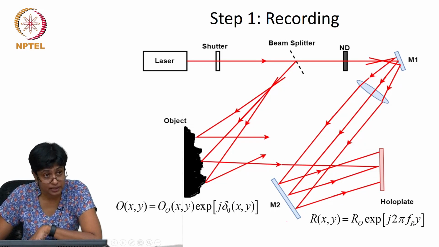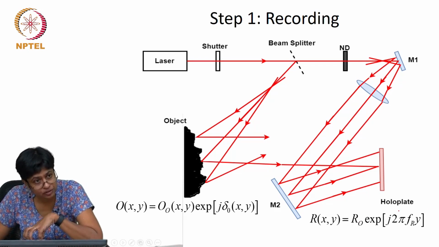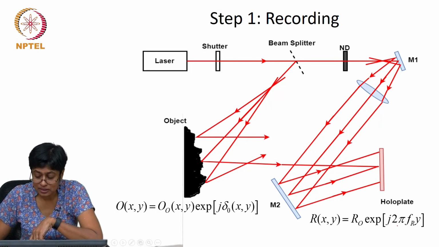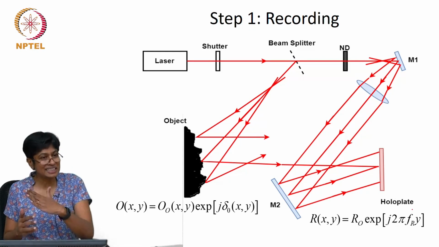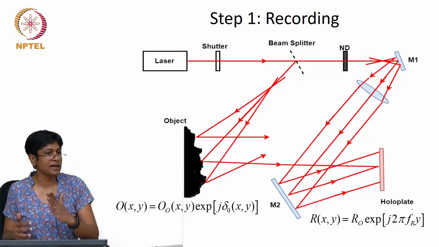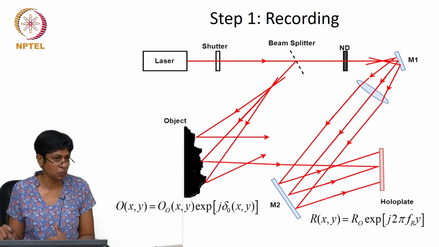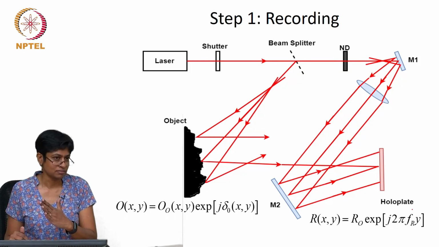The reference wave, on the other hand, of course, also has an amplitude r naught and a phase, but here I can be more specific about the phase because this is a known beam. So this expression 2 pi fr y means I have now got a plane wave that is tilted, and it's tilted in one direction, which is why I don't worry about the x-axis here, I worry only about the y-axis, and that fr is related to the tilt and the wavelength of light.